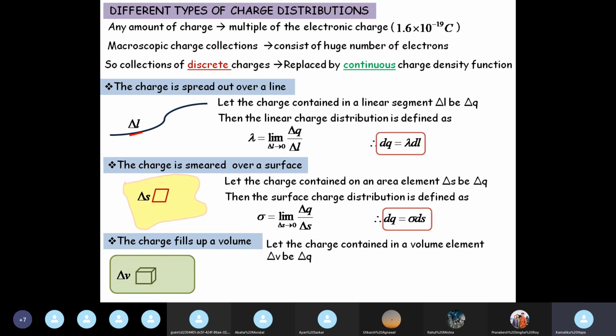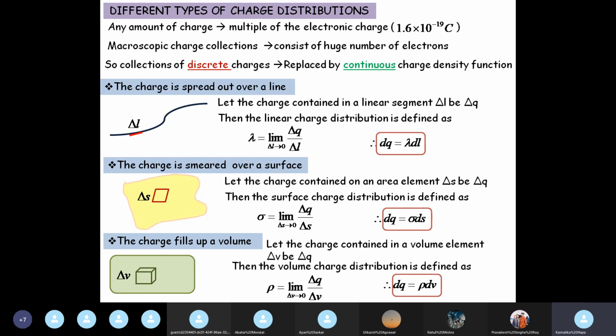So consider a volume element delta V within this cubical volume element. In the Cartesian system, the volume element will be given by dx dy dz. The volume element delta V contains charge delta Q. Again, infinitesimal quantities. So the volume charge distribution or volume charge density is defined as rho equal to limit delta V tends to 0 of delta Q by delta V. So dq in this case is equal to rho dV, and if you want to find the total charge contained in this volume, then you have to integrate rho dV.